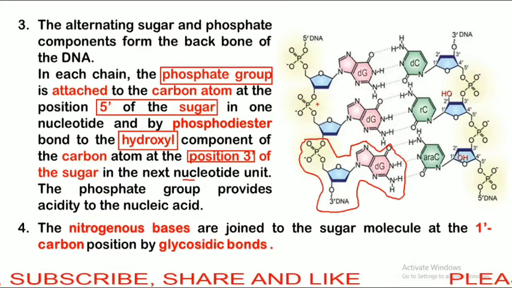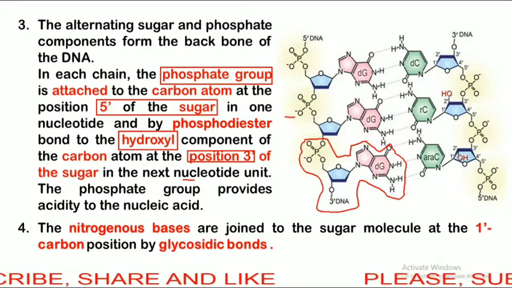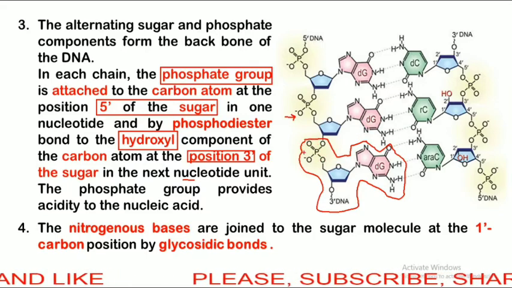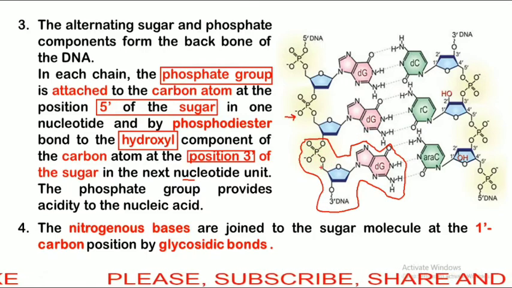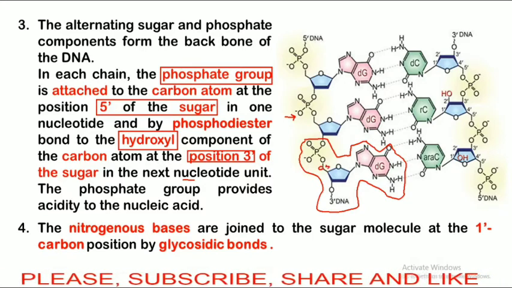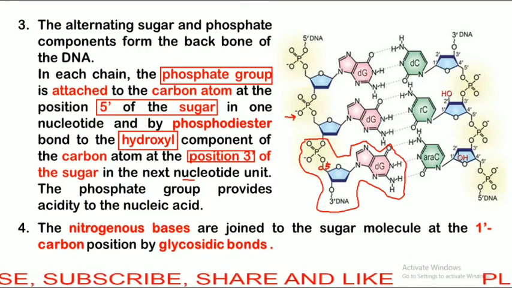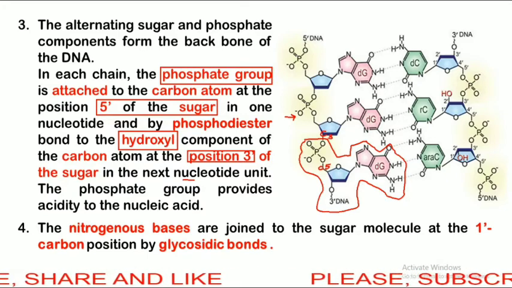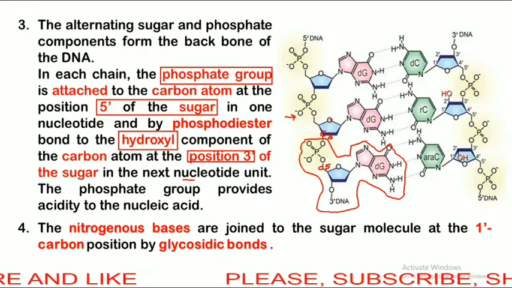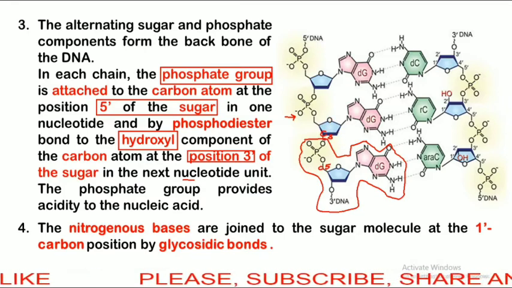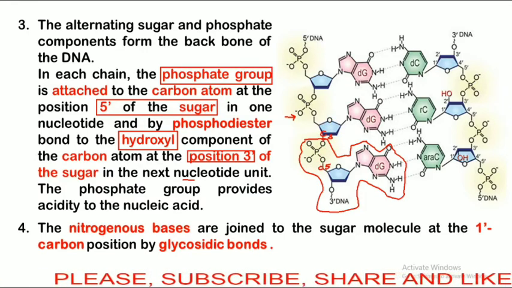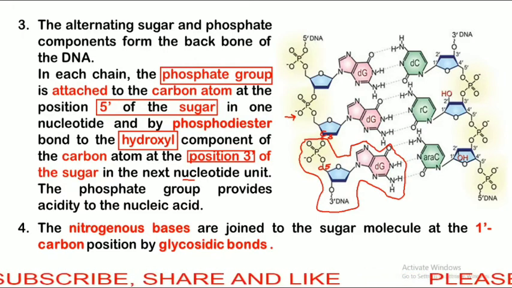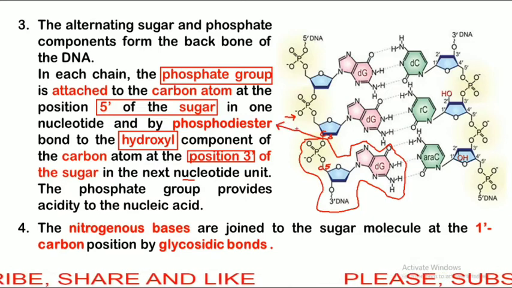This is the first nucleotide, then this one is the second nucleotide. In these two nucleotides, the phosphate group is attached to the carbon 5th of this nucleotide and to the hydroxyl group of the carbon 3rd of the next nucleotide. And this bond is the phosphodiester bond.